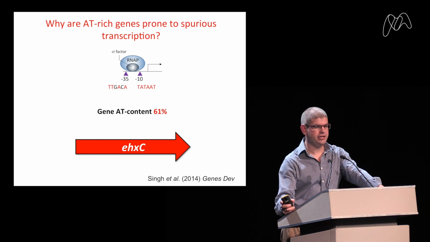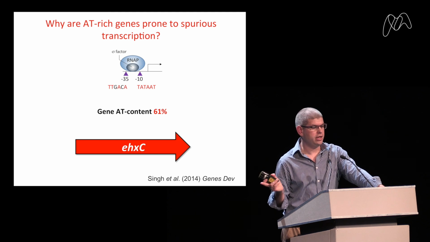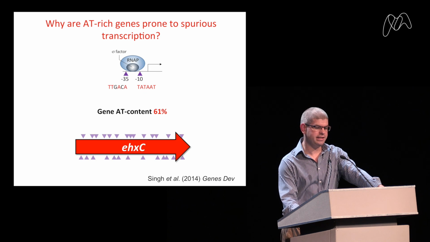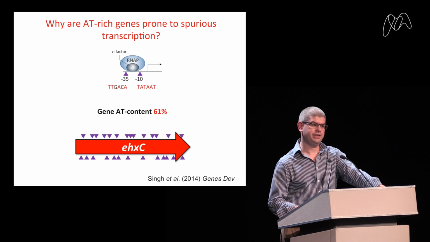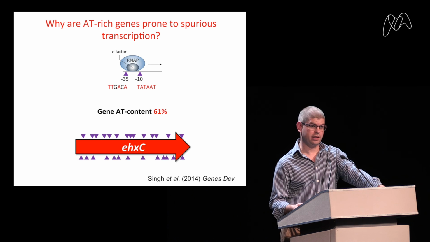This is a gene called hxc. It's a horizontally acquired gene from E. coli O157 that we worked on for a while. If you look through the sequence of this particular gene, you find that it's absolutely infested with sequences that look like promoter -10 elements. So this relatively small increase in the AT content of the DNA, this 13% increase, has given rise to about a 10-fold increase in the number of sequences that look like promoter -10 elements.